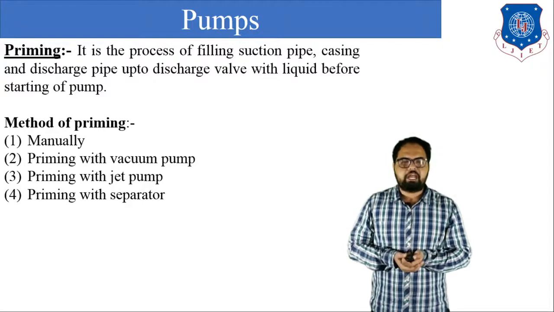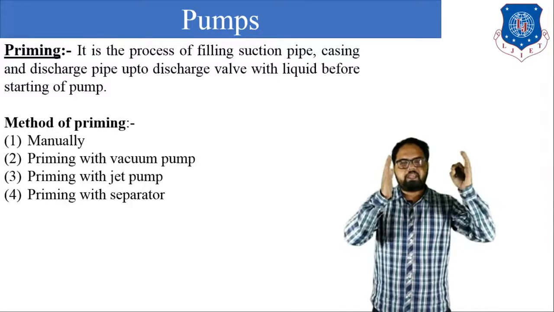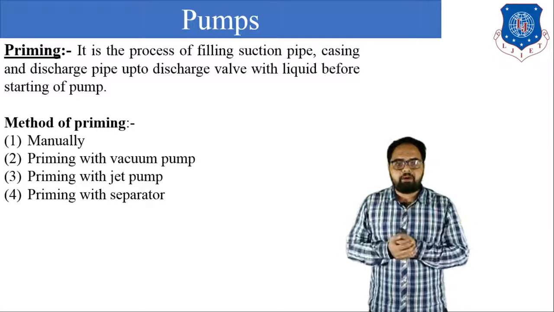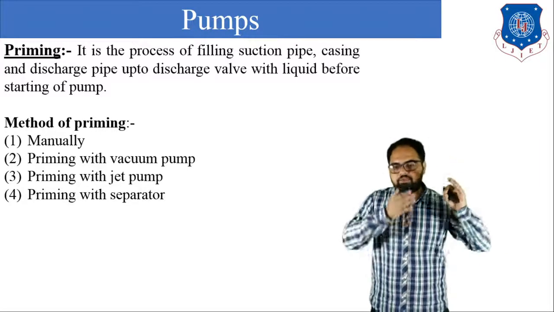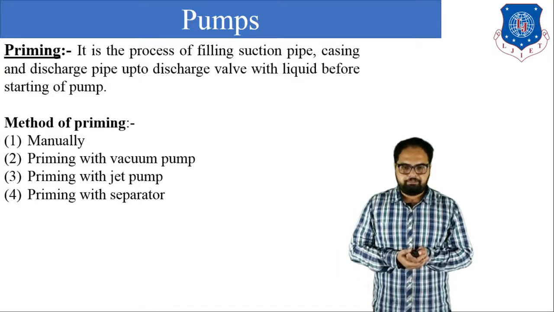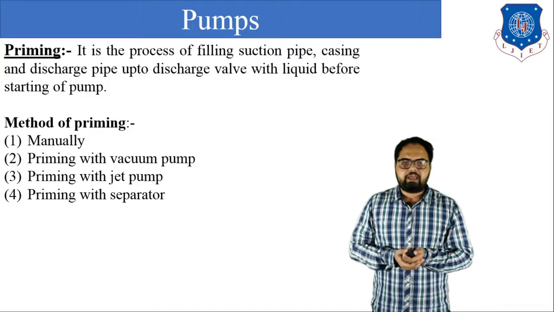And the whole pump is filled with the liquid. In priming with a jet pump, an overhead tank is provided. Whenever we need to prime the pump, at that time the valve will be opened. With the help of that liquid the pump priming is done. The next is priming with an air separator.